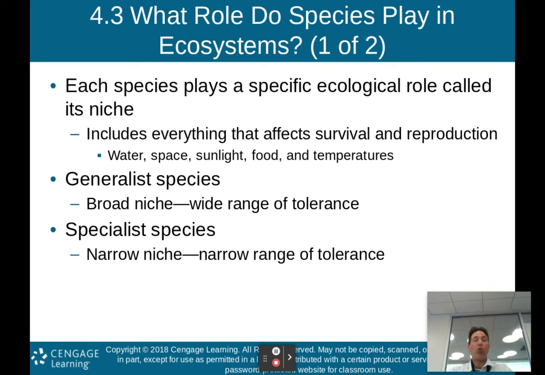So you could probably imagine we as human beings are generalist species. We live in a wide range of areas, right? We live in the deserts. We live in the Arctic areas. We live in the temperate forests. We live on islands in the middle of the ocean. We live everywhere. We're considered a generalist species.